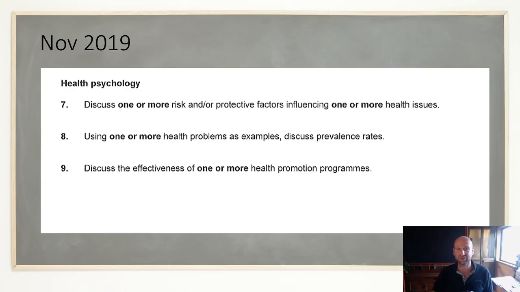So let's say you're in the exam like November 2019 and you get "using one or more," and you're thinking about, okay, health problems, that's my go-to question, and you get this one: "Using one or more health problems as examples, discuss prevalence rates." And you're like, man, I didn't like prevalence rates because with stress, there's not really a prevalence rate. It's not like a disorder. Okay, what do we got here? "Discuss one or more risk and or protective factors influencing one or more health issues."